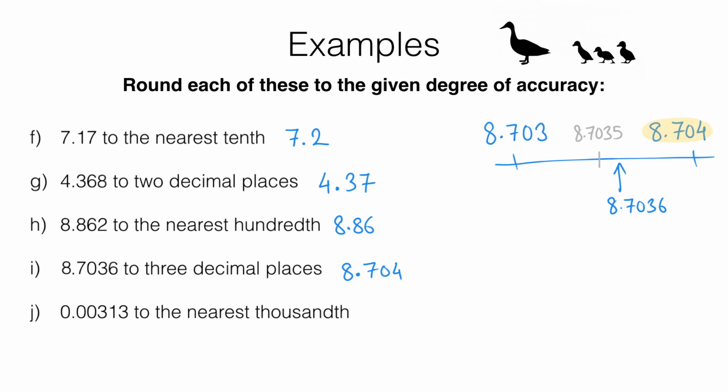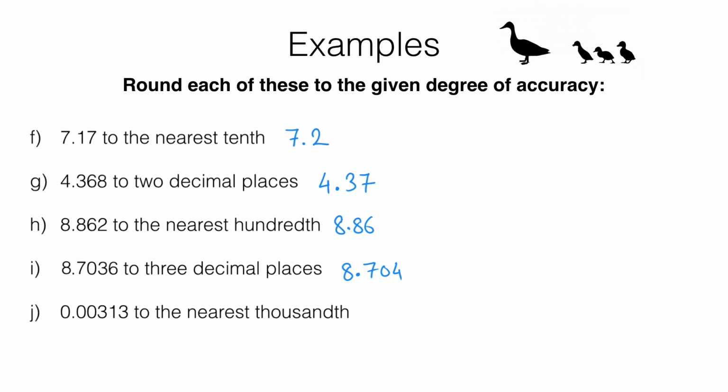Finally, have a go at question J for yourself. Here's what you should have got. 0.00313 is a little bit greater than 3 thousandths, because we've got 3 thousandths and then a little bit more. So it's greater than 0.003, but it's less than 0.004. Notice I've gone up in steps of 1/1,000th because I'm trying to round to the nearest thousandth. So there's my number line.